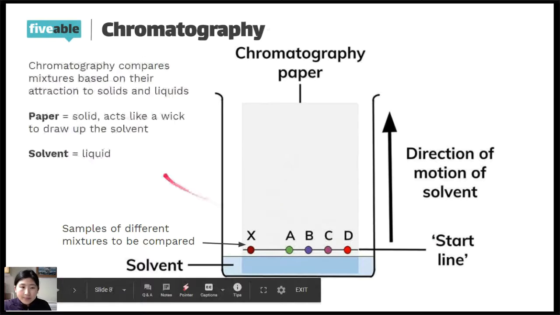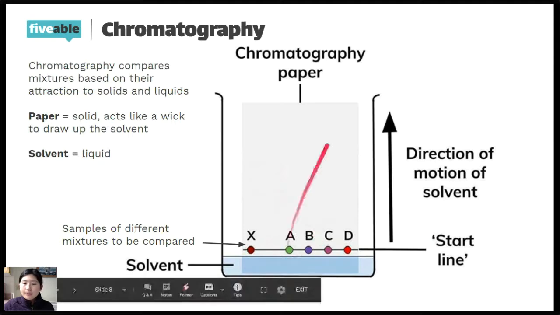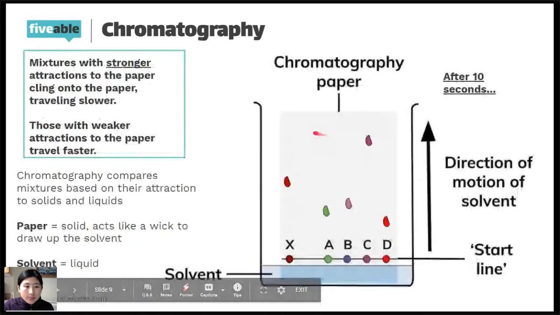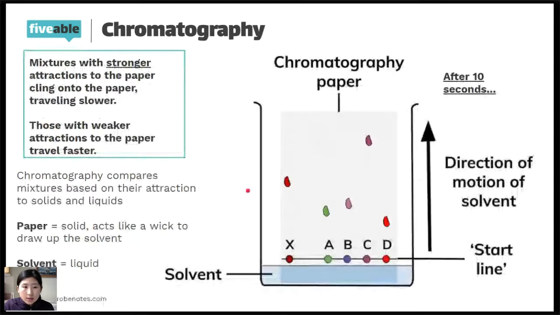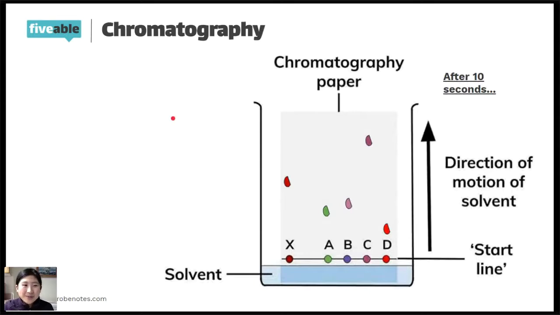So our chromatography basically compares mixtures based on their attractions to solids and liquids. The paper is going to be the solid here. So it's going to act like a wick to draw up the solvent, and the solvent will be the liquid. Right, so normally the paper is the polar object, right? And the solvent is a non-polar object. I'm going to move back to my previous slide.